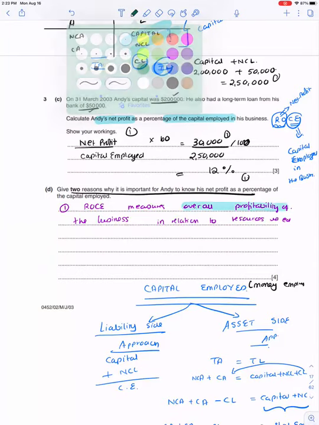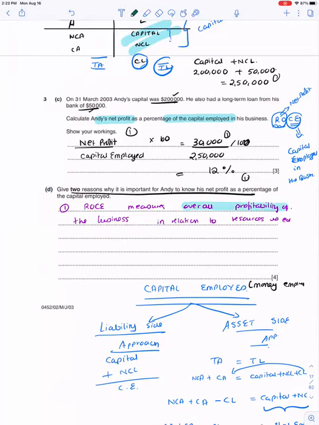Second reason that you could give is, it indicates how adequately you are getting the money back to the owner on the investment that he has made. So it indicates the adequacy of returns on owner's investment, how adequately the owner's investment is being used, and how adequately you are returning him profits. It is for 4 marks, so we need 4 points.